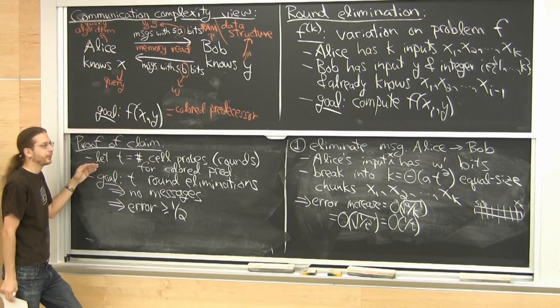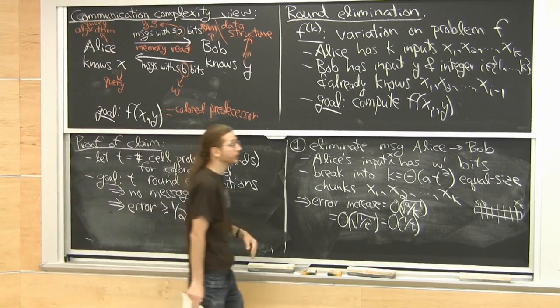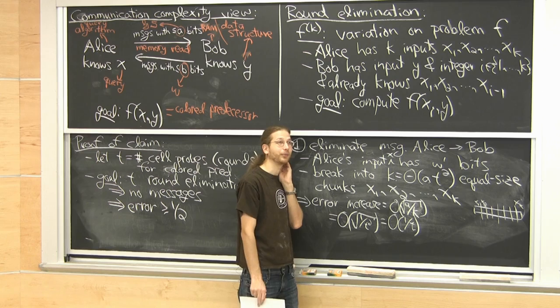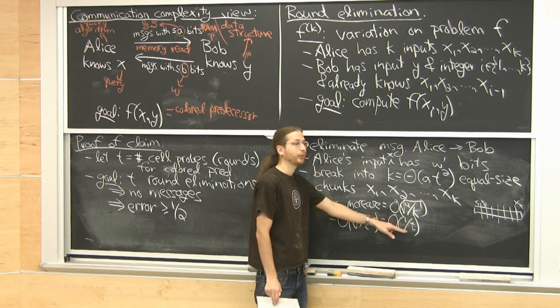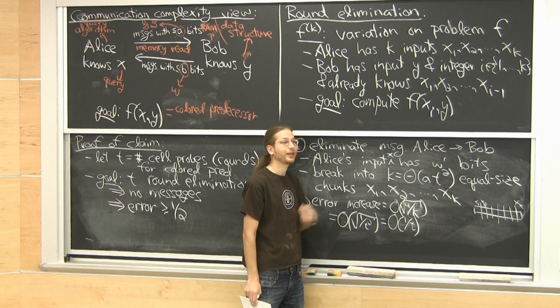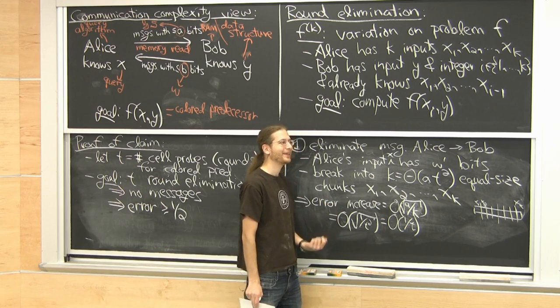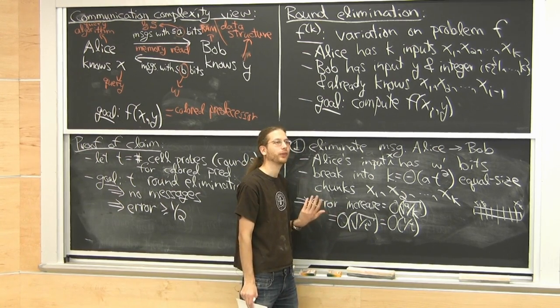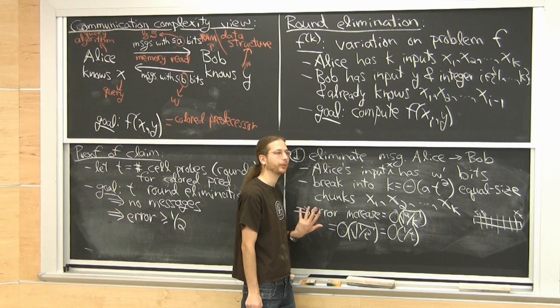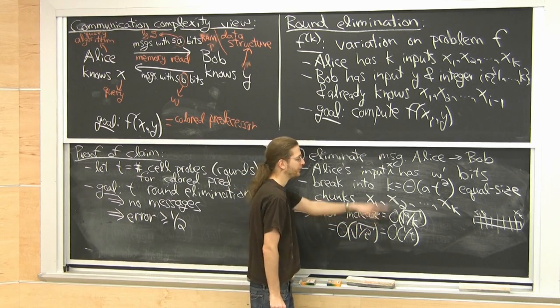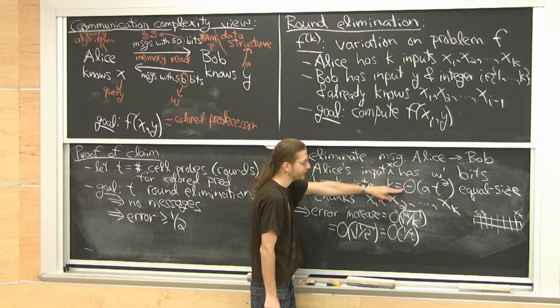If every time I do an elimination of a message, I set the error to be 1/6 times 1 over t, and I do this 2t times, in the end, the error will be only 1/3. So I'll be correct with 2/3 probability. Okay, so never mind the constants. I can set this constant right.